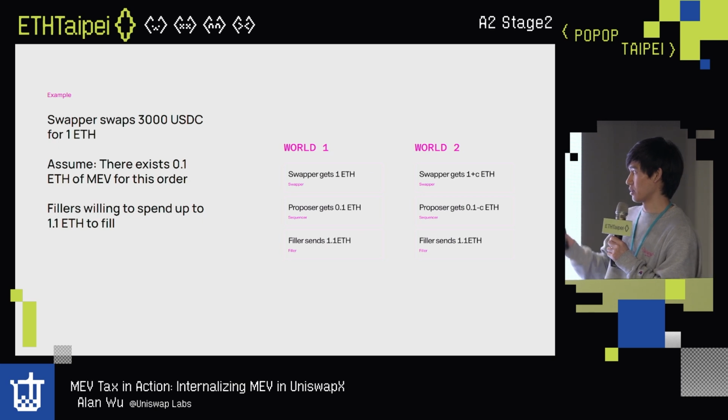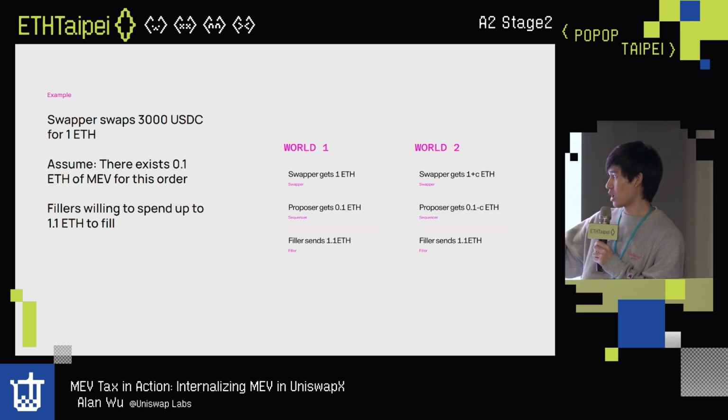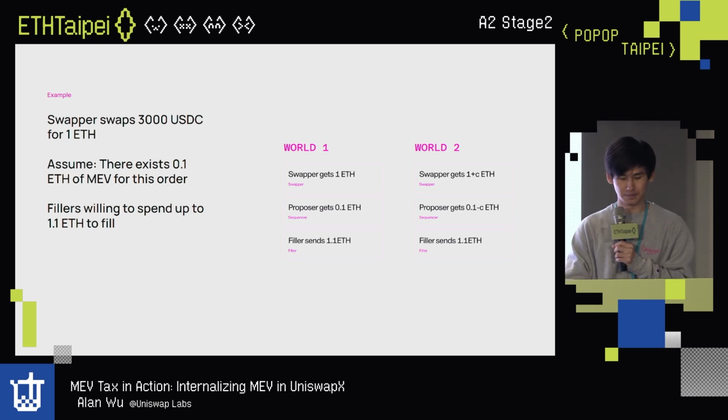Now let's imagine 2 worlds. The first world is the one we expect. The swapper gets 1 ETH, the proposer gets 0.1 ETH via priority fees, and the filler spends 1.1 ETH. Now let's imagine a world where we're able to take some of that value that was bound for the proposer and give that back to the swapper. So that's what you see here. The swapper gets more than 1 ETH and the proposer gets less than 0.1 ETH.